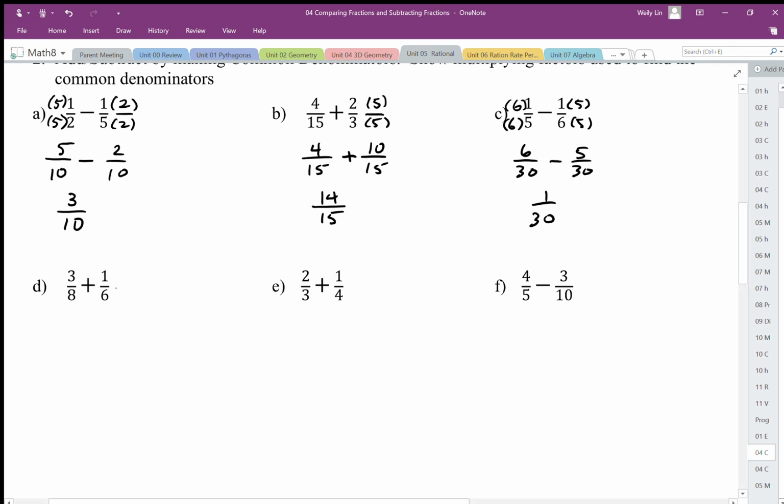Here the lowest common denominator is going to be 24. So we multiply by 4, and multiply by 3. Again, show both the numerator and denominator multipliers. Show the fraction with a common denominator.